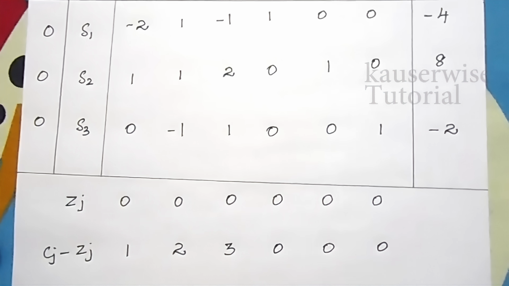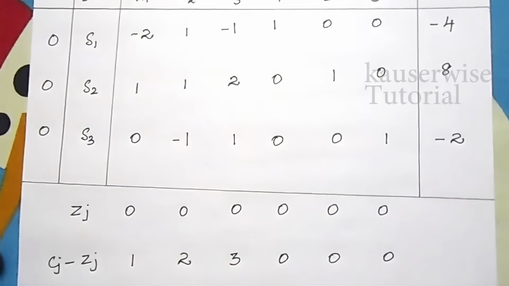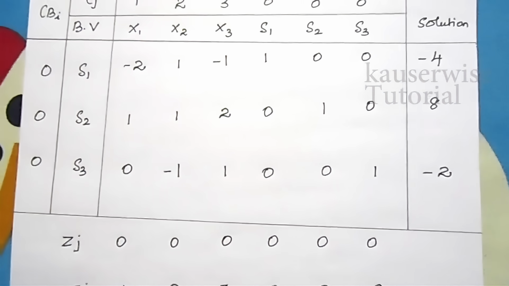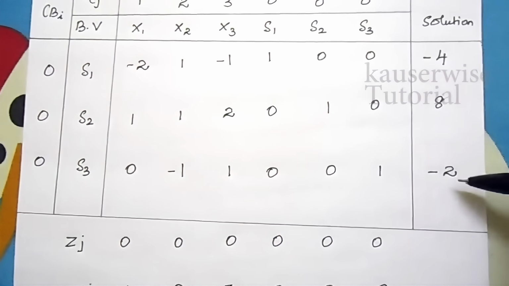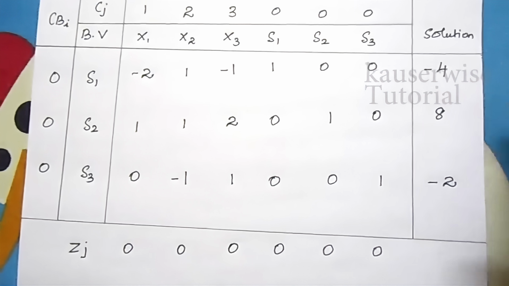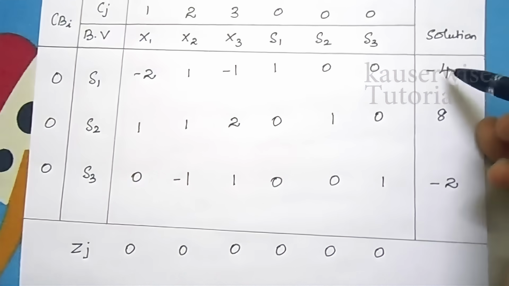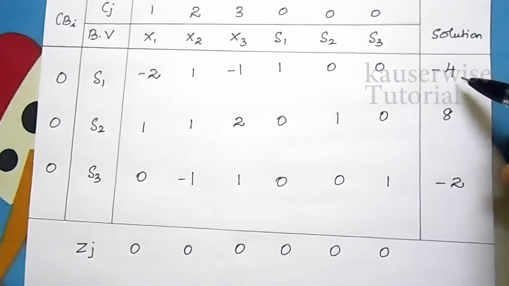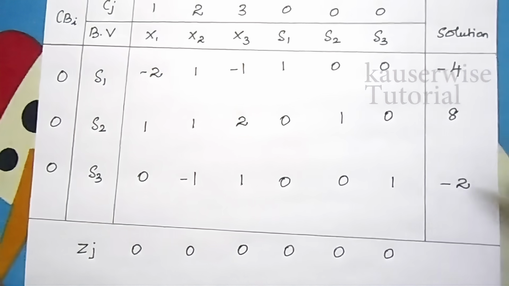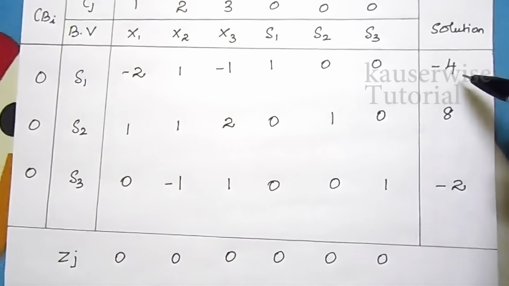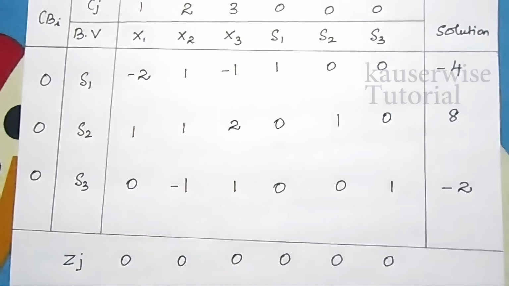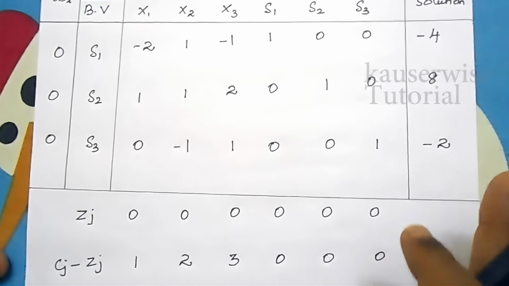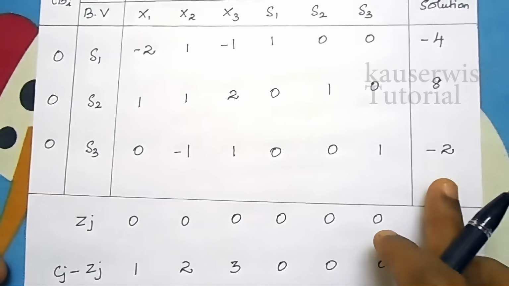The second step is we need to see whether the problem is feasible or not. For that, see the solution column. In the solution column, we have got two negative values. For the minimization problem, the feasible condition is we need to get positive values in the solution column. But we have got two negative values. So the problem is not feasible. Optimal but not feasible. So we need to remove the infeasibility.